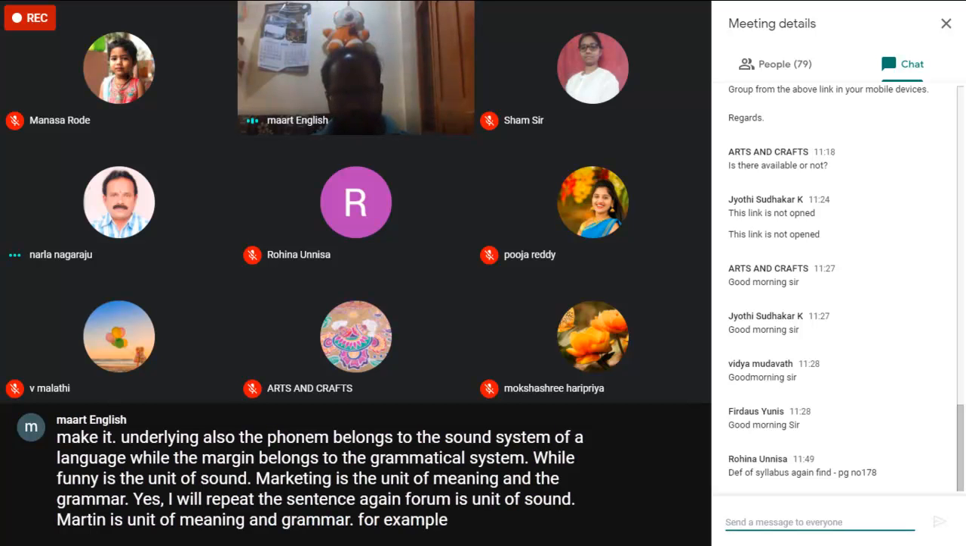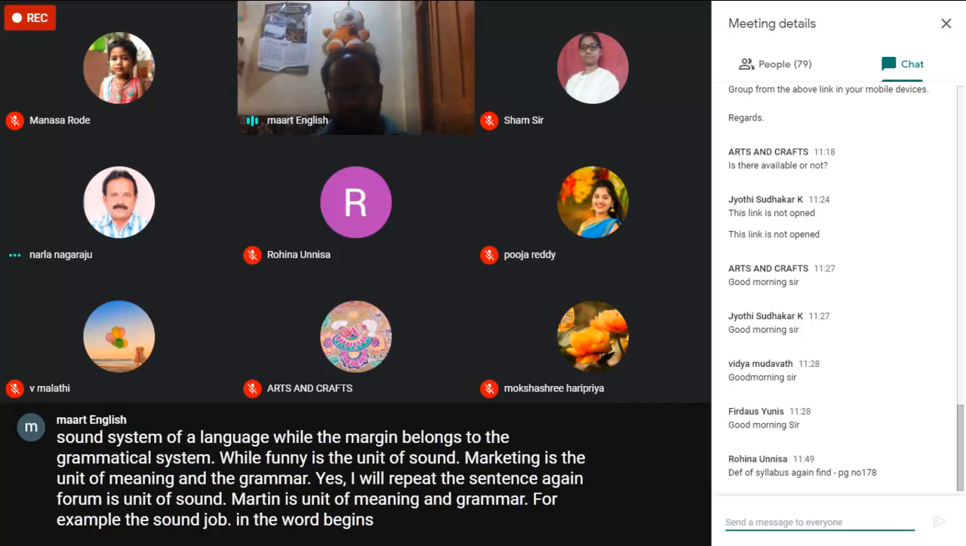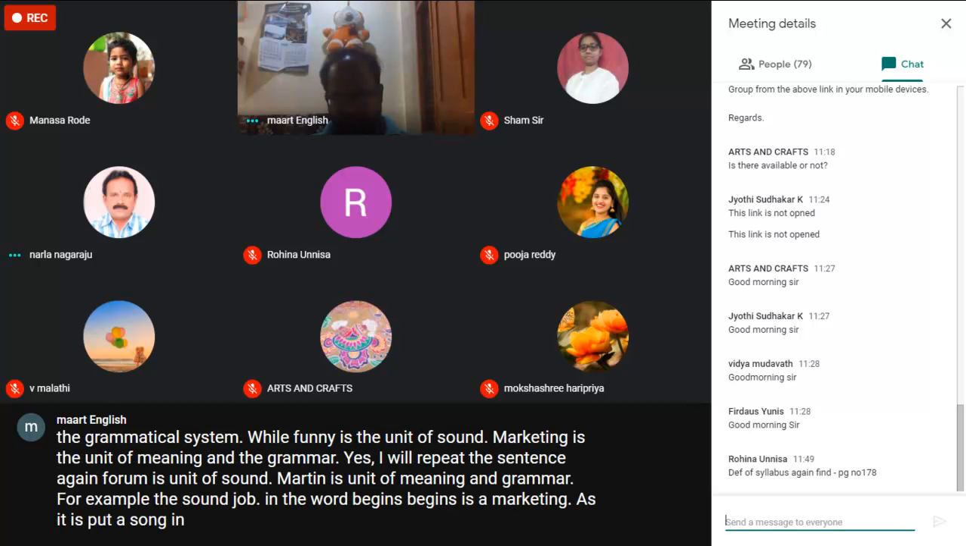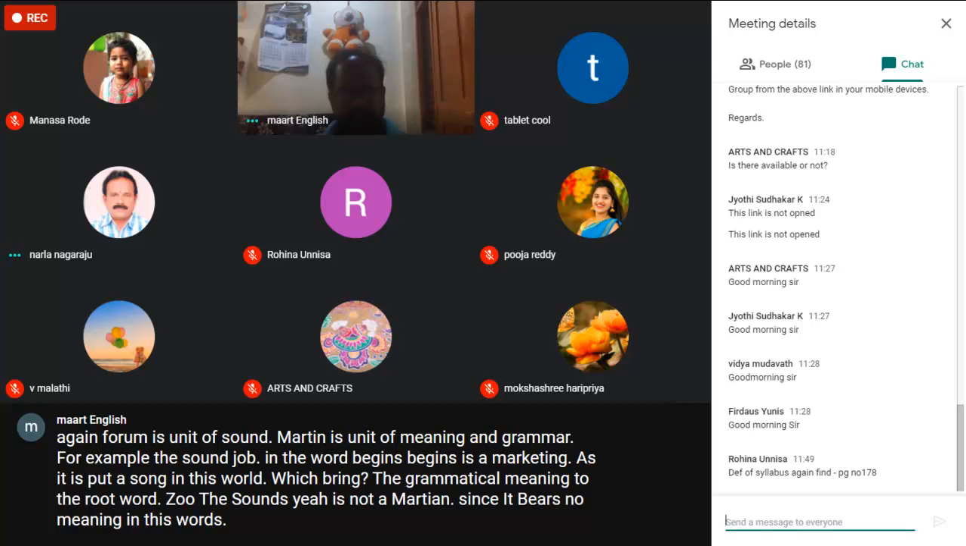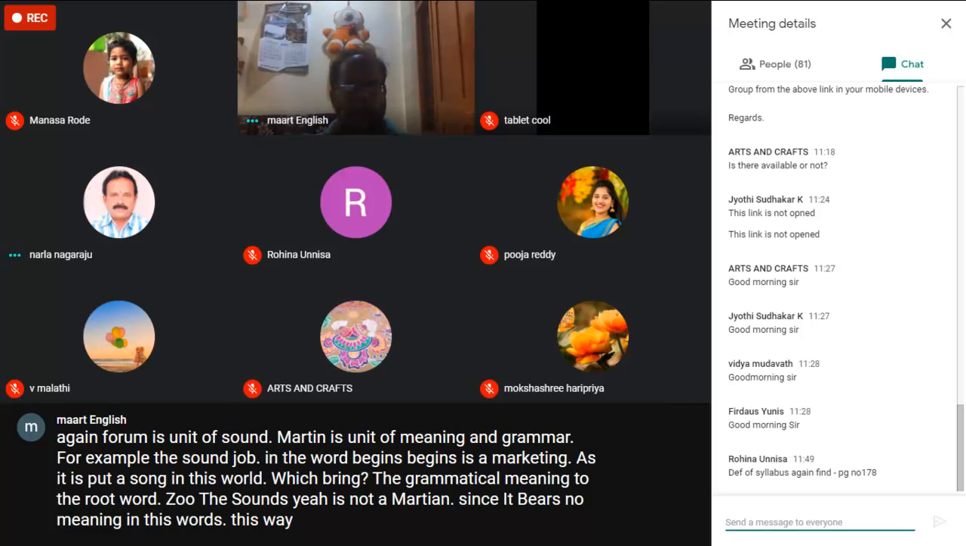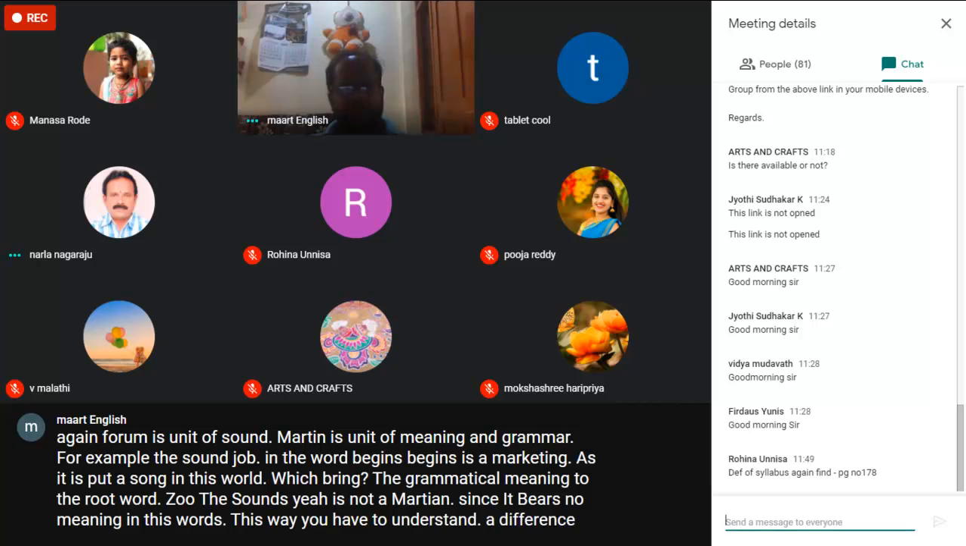For example, the sound /z/ in the word begins. Begins has a morpheme, as it is a plural sound in this word, which brings a grammatical meaning to the root word. But the sound /z/ in zoo is not a morpheme since it bears no meaning in these words. This way, we have to understand the difference between morpheme and phoneme.